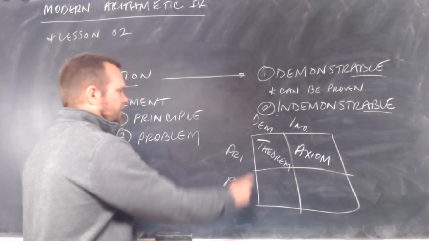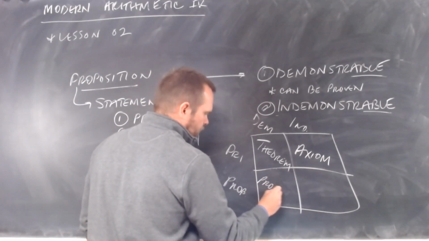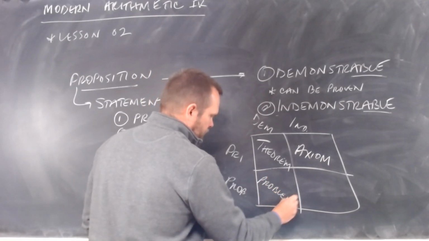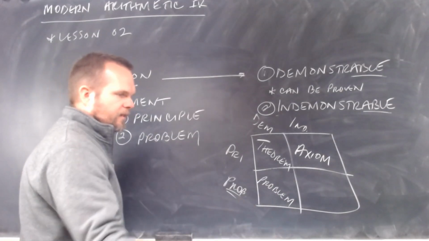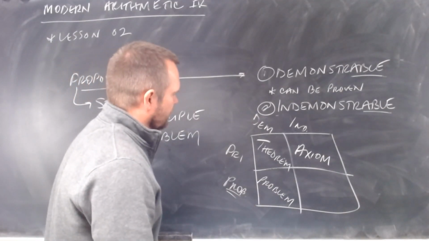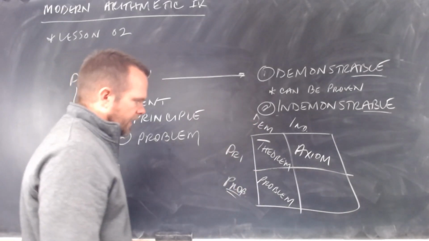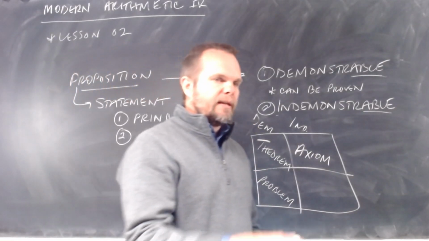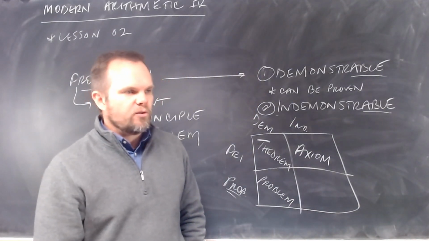A problem is demonstrable. I actually listed this as problem here. It was something to be done. A problem is demonstrable. And what that means is that not only do we need to solve a problem, we also need to prove that the solution is true.